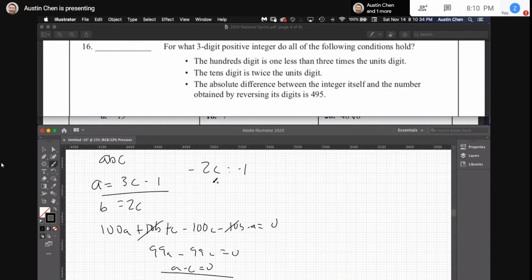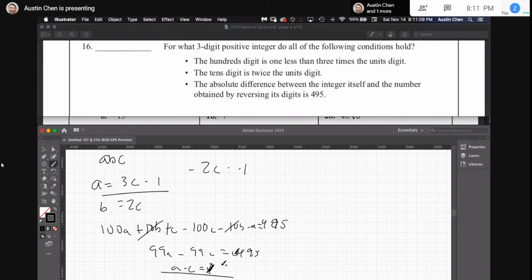Oh, what? Wait, what? Why'd you set it to 0? Oh yeah, why did I set it to 0? That's the problem. It's equal to 495, right?